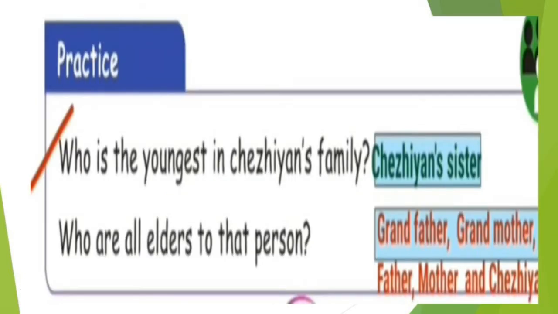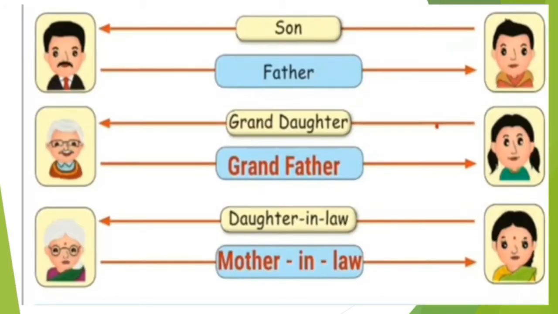Who is the youngest in Cherian's family? Yes, Cherian's sister. Who are all elder than Cherian's sister? His grandfather, grandmother, father, mother and Cherian. Let us practice. Write the suitable relation for the given box.